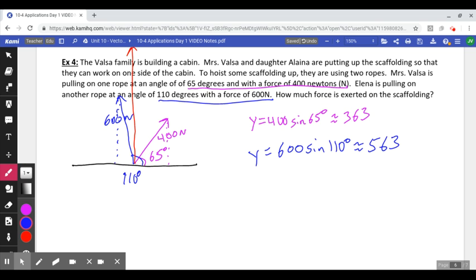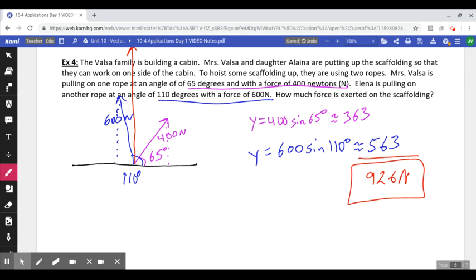Now all we need to do is add those together to get that resultant force. So if we add those two together, we get 926 newtons of force is what is occurring vertically to that piece of scaffolding. I really don't care how much force is exerted left and right. Hopefully they're balanced out. And the vertical force, though, is going to be what's going to be more important here for this particular problem.